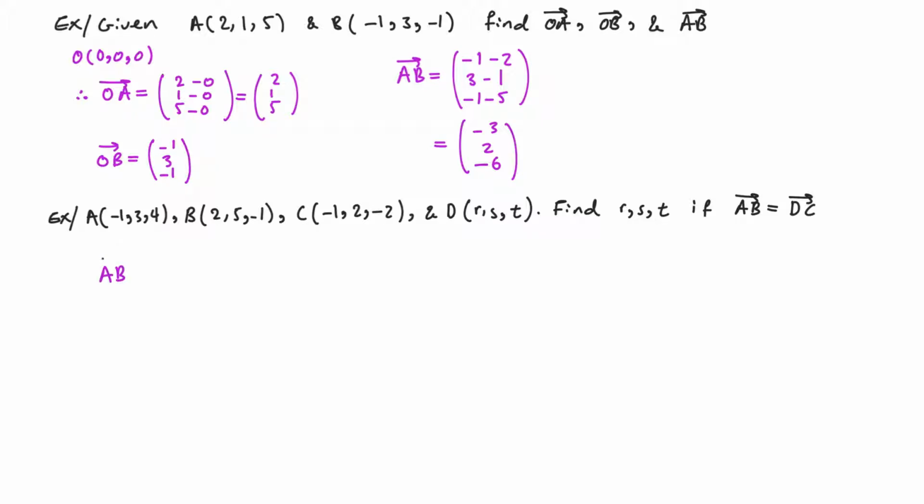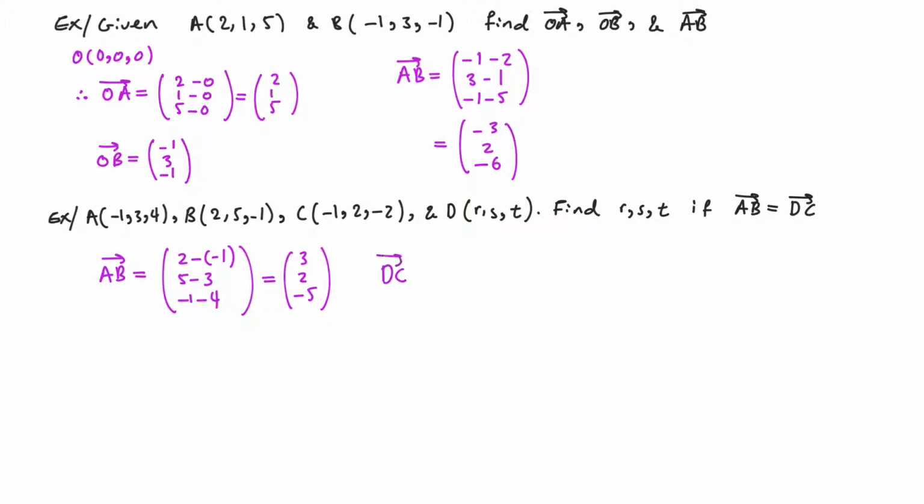Now, to start the second question, we have all the values for points A and B, so we can simply find vector AB by subtracting components of A from B. So we go 2 minus -1 for x components, 5 minus 3 for the y component, and -1 minus 4 for the z component, giving us 3, 2, and -5.